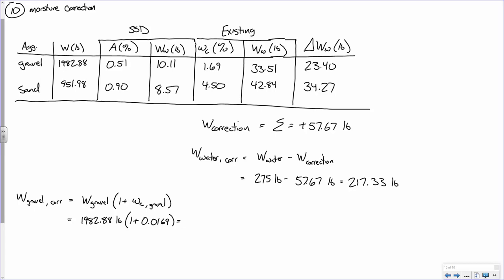Okay, and what do I get? 2016.39, you say? Do I have a second on that? Okay, and then we'll do the same thing for the sand. And I'm just going to write the numbers out. So that's 951.98 times 1 plus 0.0450. And that's what? 994.82. Is everybody okay with that?